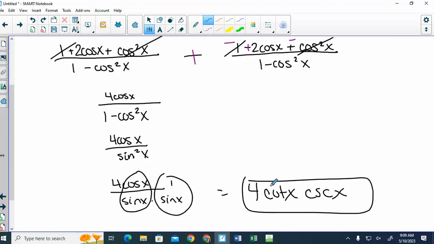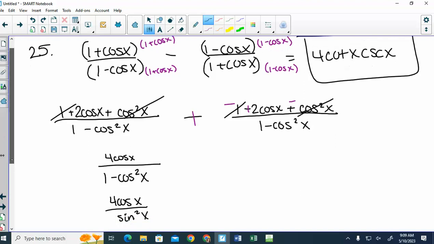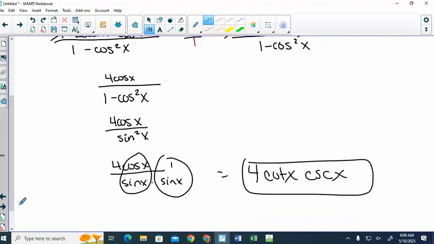Remember, if you get stuck, so maybe you got to the 4 cosine x over sine squared and you didn't know where to go, you also have the option of working the other side and trying to get it to the same point. And you'd probably be able to get there pretty quickly. Is that okay?